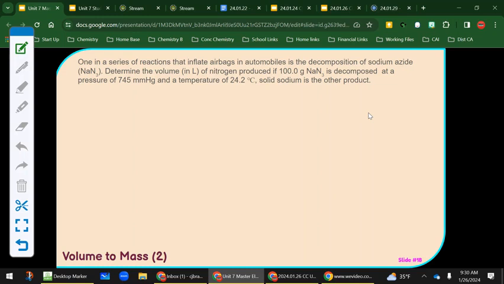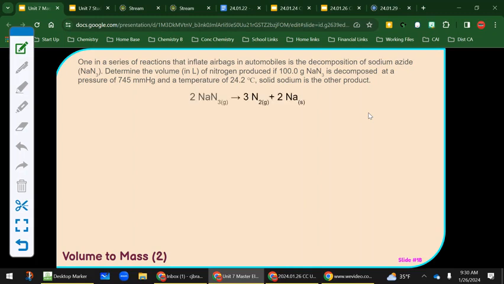Determine the volume in liters of nitrogen gas produced if NaN3 is decomposed at a pressure of 745 millimeters of mercury and a temperature of 24.2 degrees Celsius. Solid sodium is the other product. So again, I don't expect you to know how to predict a synthesis or a decomposition reaction, so I have given you everything here. So again, we start with NaN3.